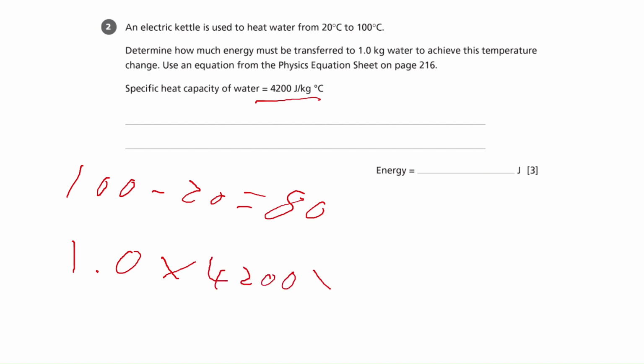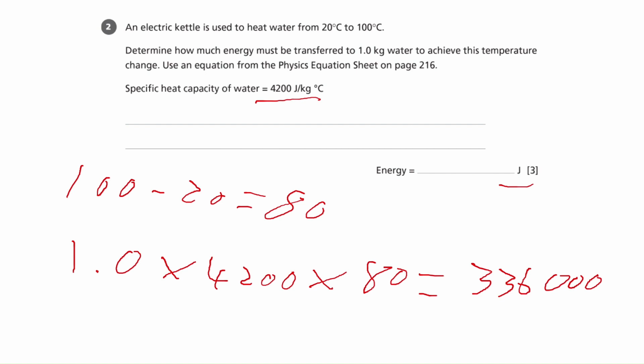And then we times that by the temperature change in degrees Celsius again. That gives us an answer of 336,000. Again, we don't need to add our own units because joules is given there.